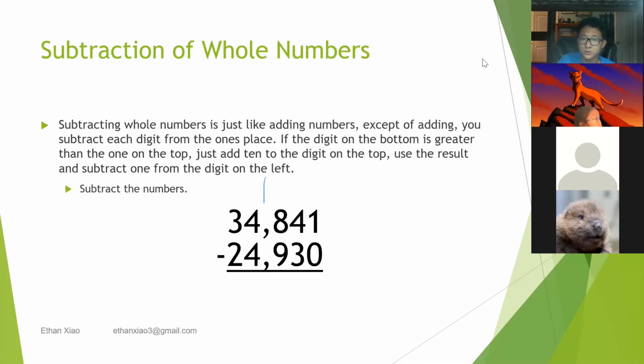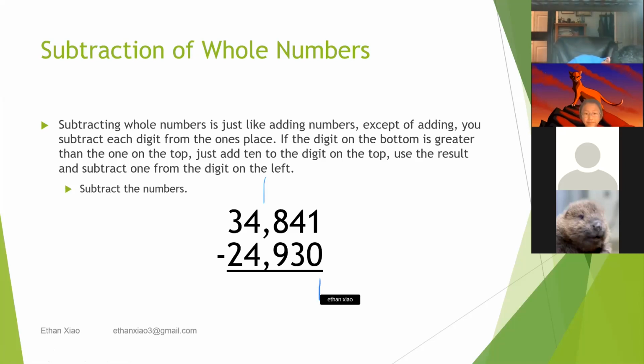Subtraction of whole numbers. Subtraction should also be pretty easy, except instead of adding, you subtract each digit, starting from the ones place. If the digit on the bottom is greater than the one on the top, just add 10 to the digit on the top and use that, but subtract 1 from the digit to its left. So here's an example problem.